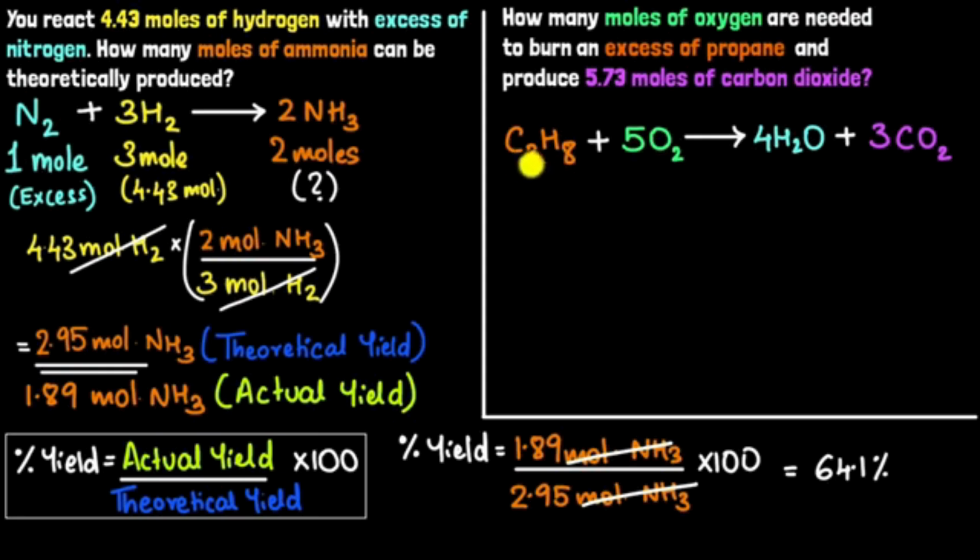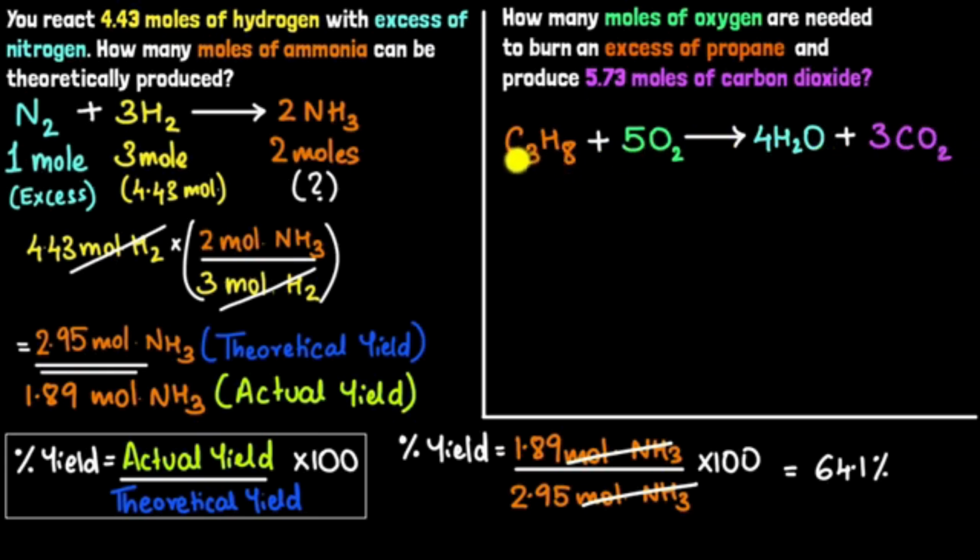In this case, we are reacting propane with oxygen to give us water and carbon dioxide. And the question is, how many moles of oxygen are needed to burn an excess of propane and produce 5.73 moles of carbon dioxide? Great idea to pause the video and see if you can try this on your own. All right, let's do this.